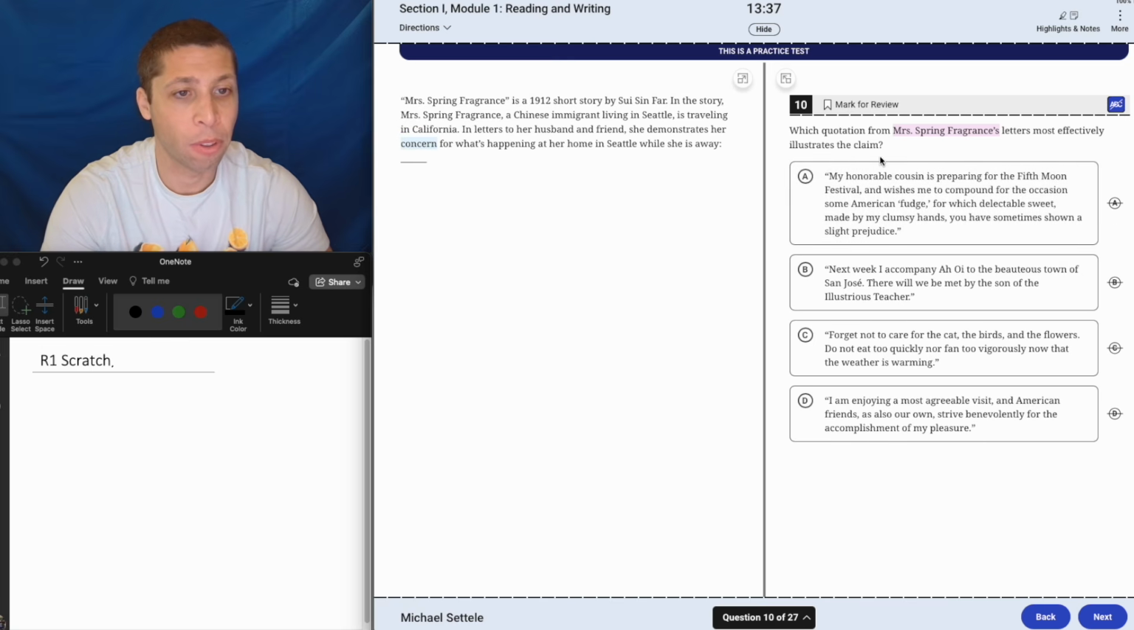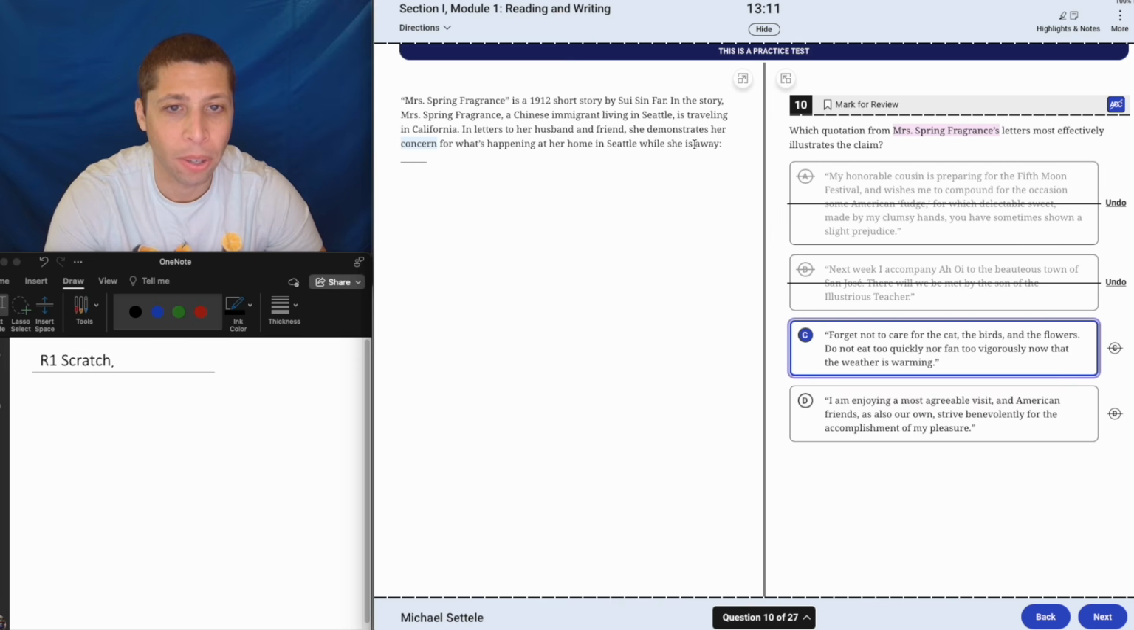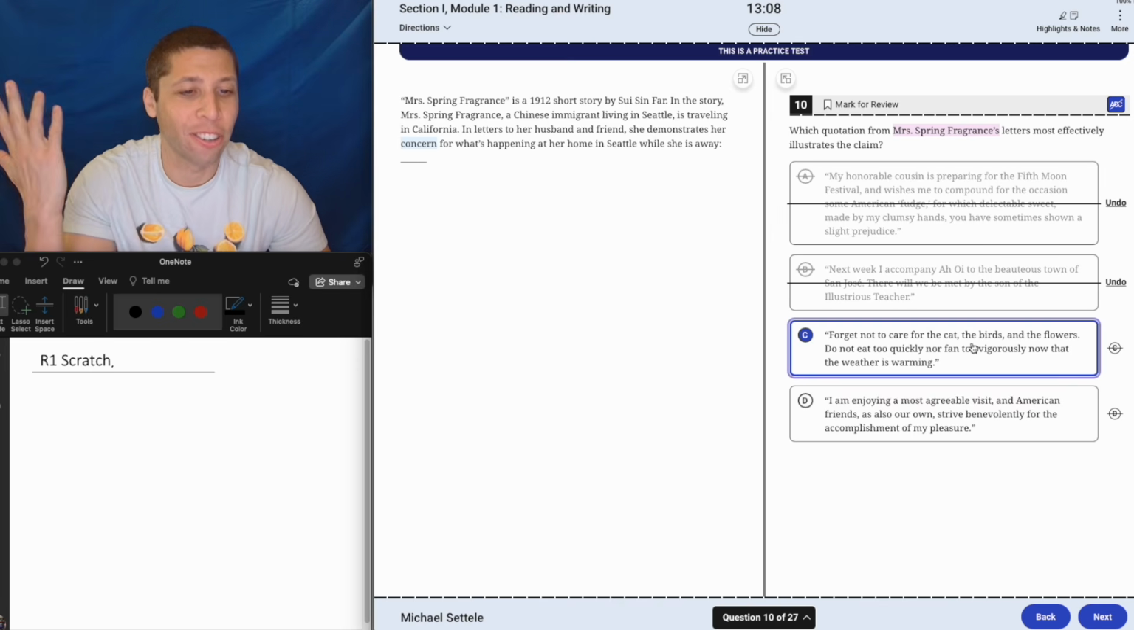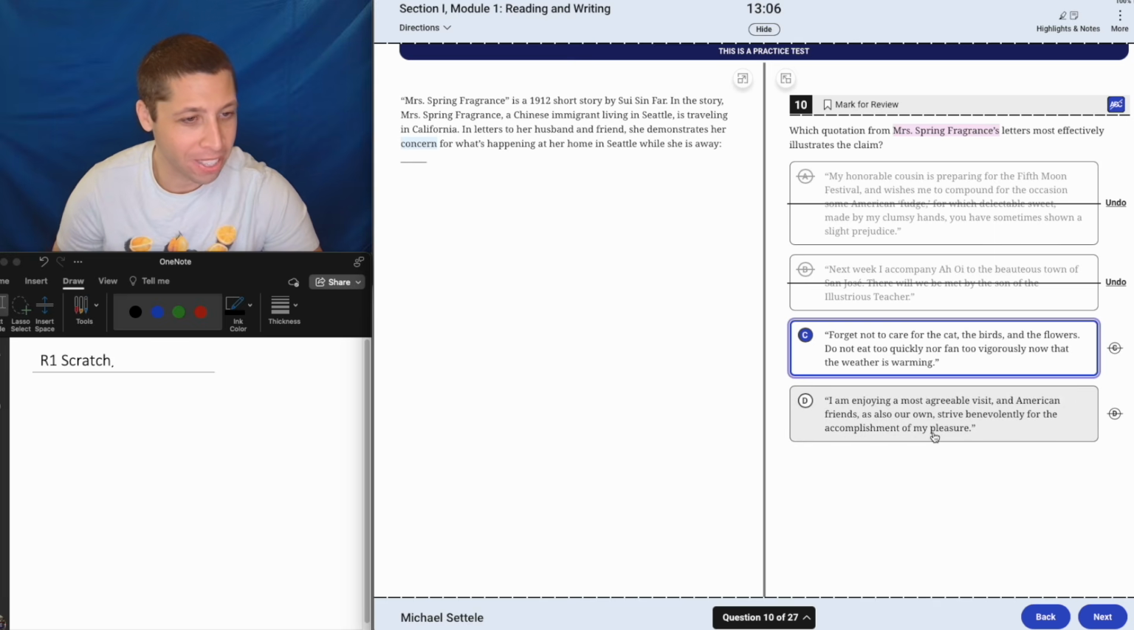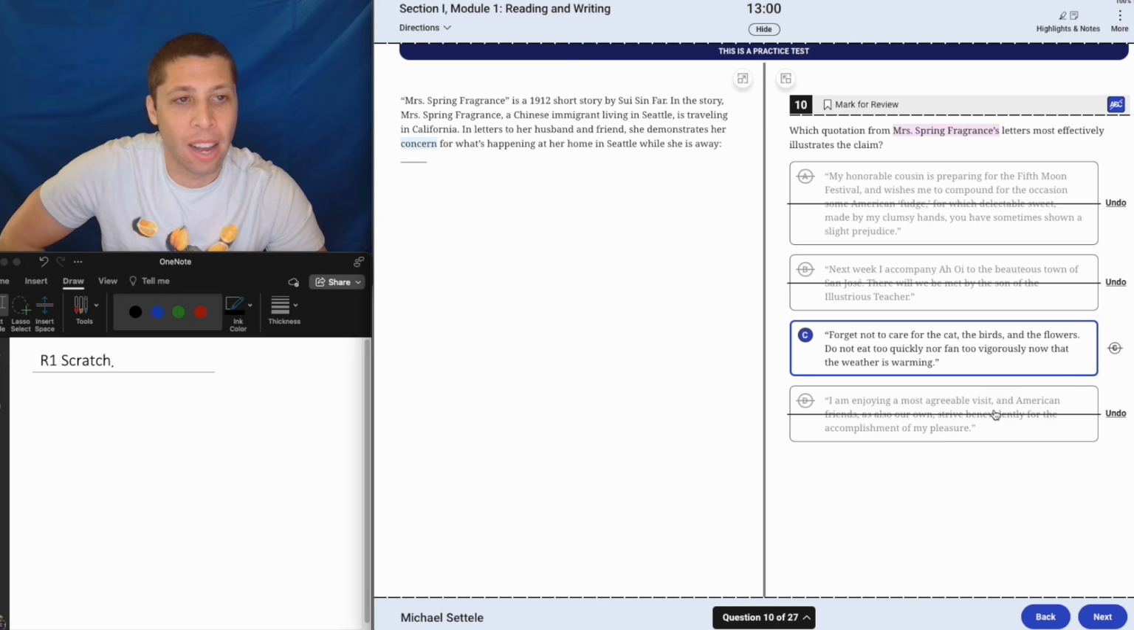My honorable cousin is preparing for the Fifth Moon Festival and wishes me to compound for the occasion some American fudge, for which delectable sweet made by clumsy hands you have slight prejudice. No, this is just about a cake. Next week, I accompany this person to the beauteous town of San Jose. There will be met. No, this sounds positive. Forget not to care for the cat, the birds, and the flowers, not eat too quickly, nor fan too vigorously now that the weather's warming. Yeah, a concern for what's happening while she's away. Feed the cat. That's all this is saying. Feed the cat. I'm enjoying a most agreeable visit and American friends, as also our own, strive benevolently for the. No, none of this matters. This is obvious. Okay.